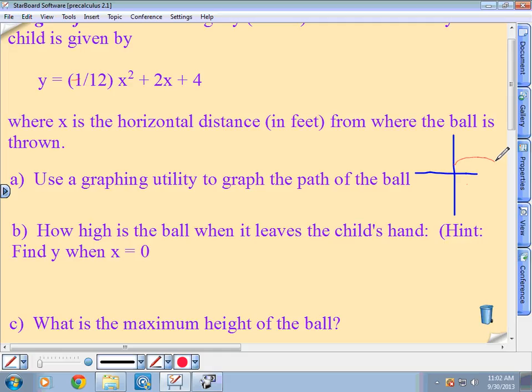So on my x-axis, I only want to look at anywhere from 0, so let's say 0 to 500. And then let's look at it.